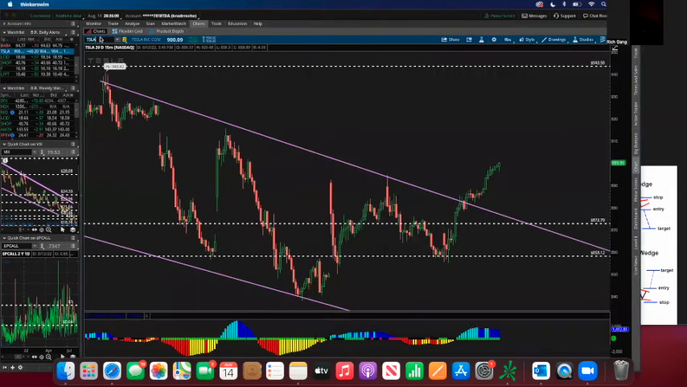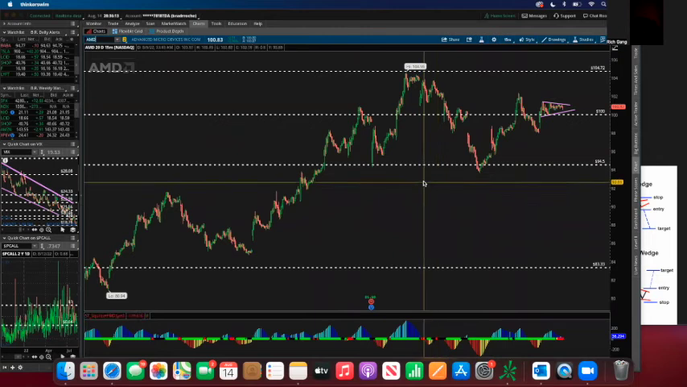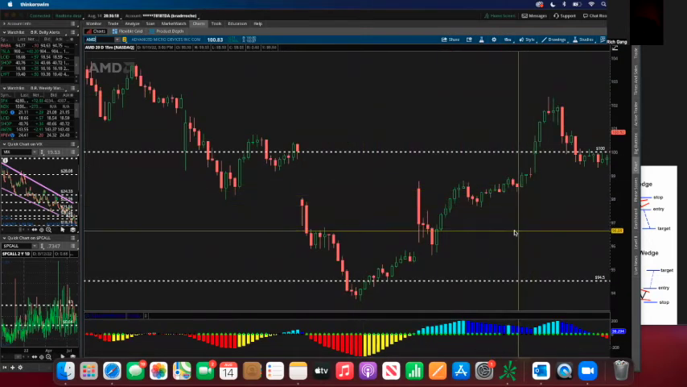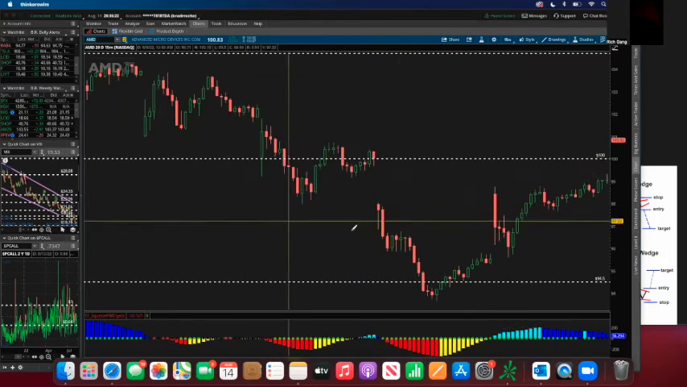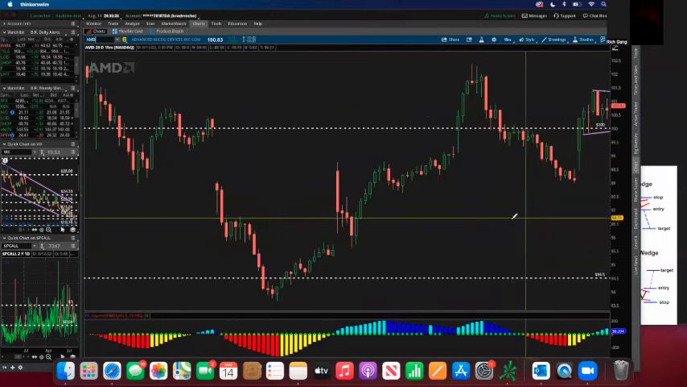I'll give you one more example of what I played earlier this week, AMD. I did play this breakdown. Oh, where is it? Let me see if I can find it. I honestly don't remember. Oh, it was this one here. Here's a bear flag.